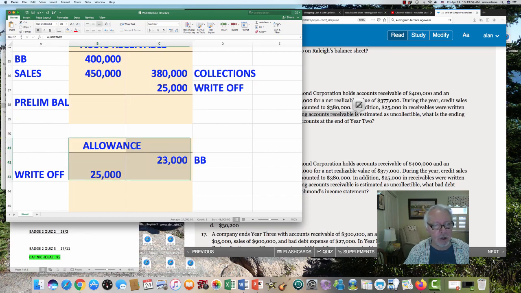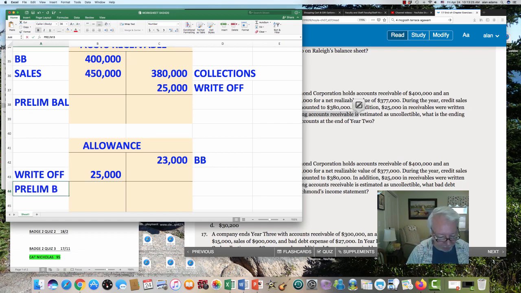But I am going to make some changes down here to the allowance. Okay, let's think about that for a minute. Why do I have to change the allowance? Well, because I have not recorded my expense for the year yet, number one. Secondly, what have I got sitting in this account? I've got a $2,000 sitting balance, a debit balance sitting in that account. I certainly can't have that. All right, so I've got a prelim balance here as well.